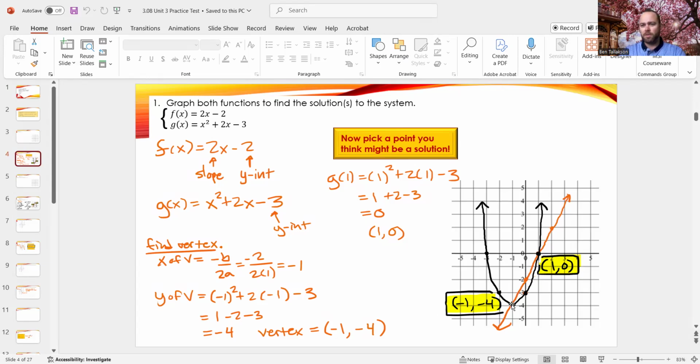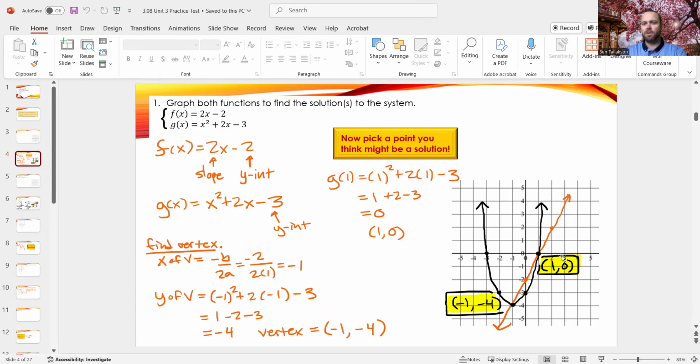Now at this point, we would have our orange line graphed. We have our vertex, and we know this curve is going to go up and to the left and up and to the right, but we want to know specifically where it's going to intersect with the orange line because that's our solution to the system. Okay, so you might pick 0 or 1 or 2, and you will find that 1 lands right there. So we plug in 1, we get 1 squared, 1, 2 times 1, add and subtract, we get 0. 1, 0 is our second solution.